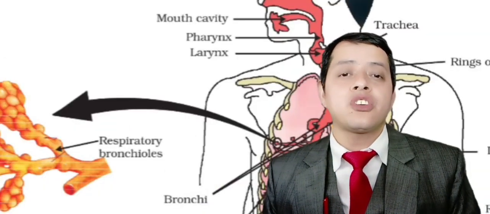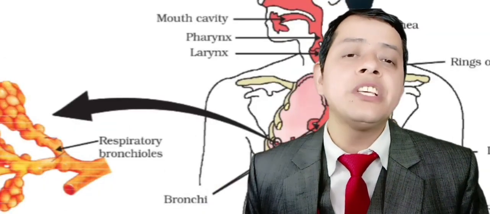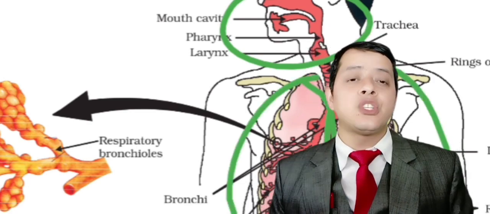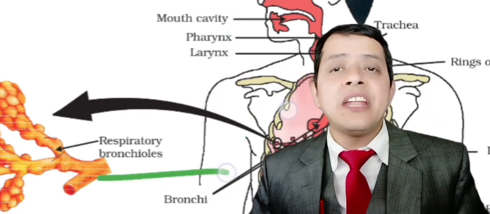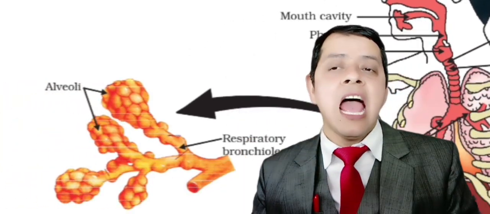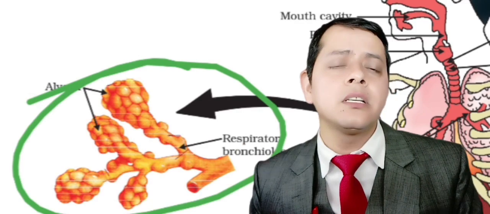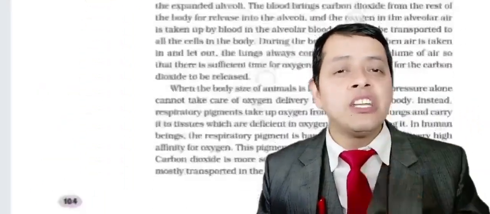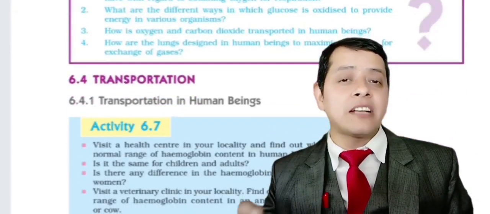Let's see the structure of the lungs. What is happening in the lungs? Yes, in the lungs you can see there are two lungs in our body, and there are some ball-like structures called alveoli, and they are the site for exchange of gases. These will help us to take oxygen into the blood and throw out carbon dioxide from the blood.